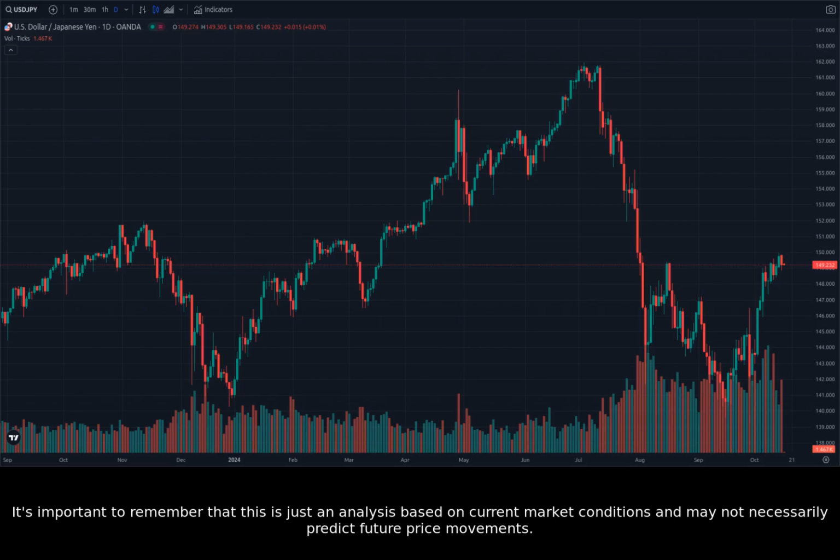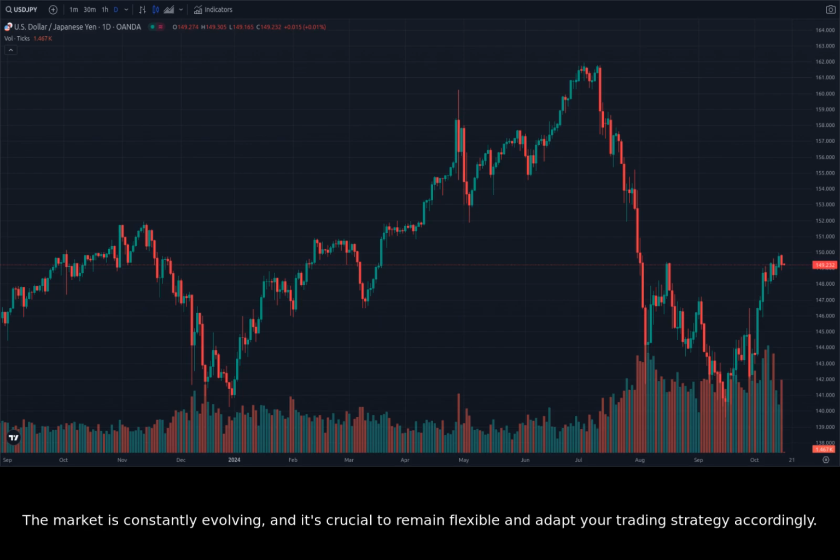It's important to remember that this is just an analysis based on current market conditions and may not necessarily predict future price movements. The market is constantly evolving, and it's crucial to remain flexible and adapt your trading strategy accordingly.